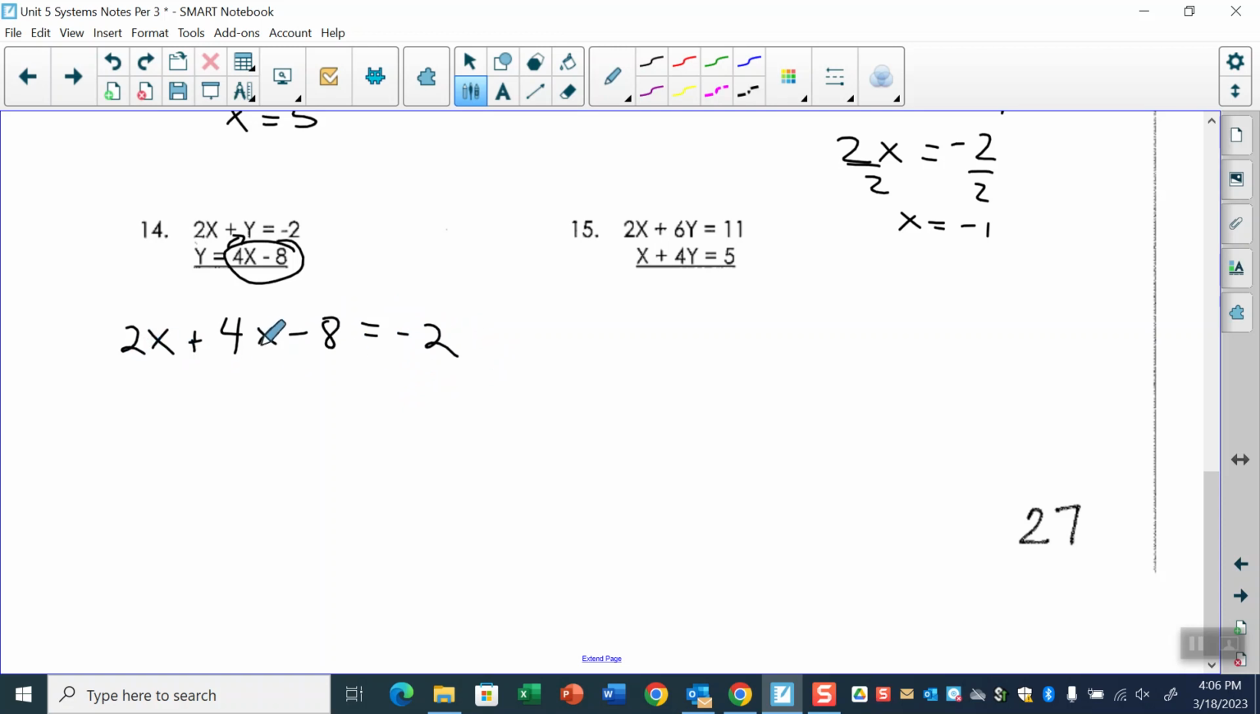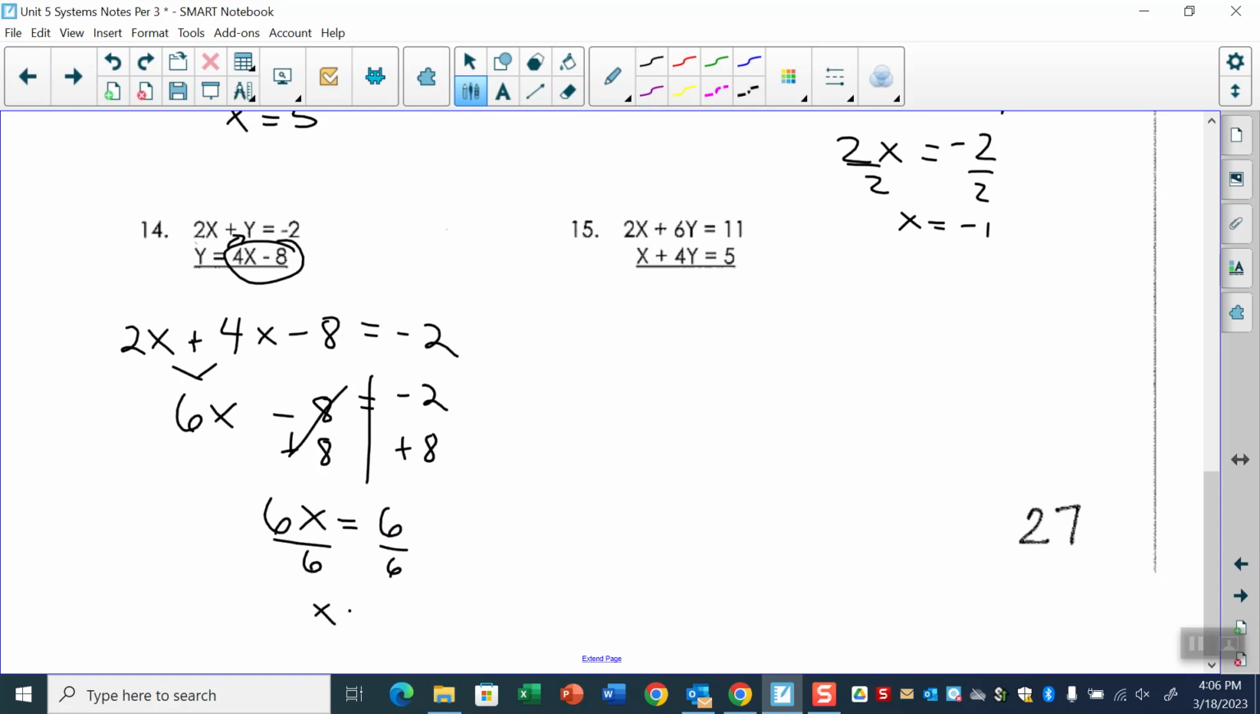And then now I'm going to combine my x's, 2x and 4x, right, is 6x. Bring down the -8. Add 8 to both sides. 6x equals 6. Divide by 6. X equals 1. Go back up to the top.